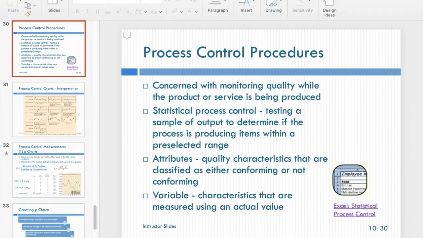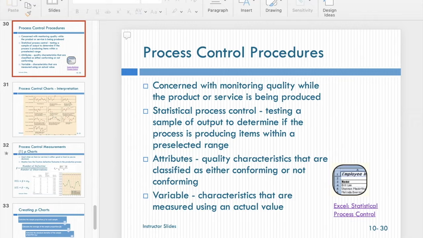Let's start this part. First of all, the process control procedure itself is concerned with monitoring quality while the product or service is being produced or provided. Basically, we test the whole process while the process is being conducted.